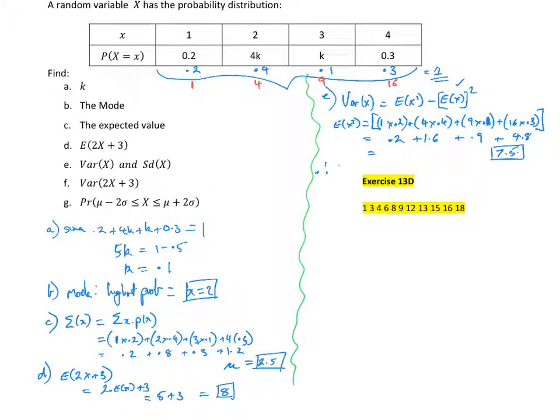So therefore, the variance of x is equal to 7.5 minus E of x, which is 2.5 squared, and that's equal to 1.25. So there's the variance. The standard deviation of x is equal to the square root of the variance, which is the square root of 1.25, which is 1.12.